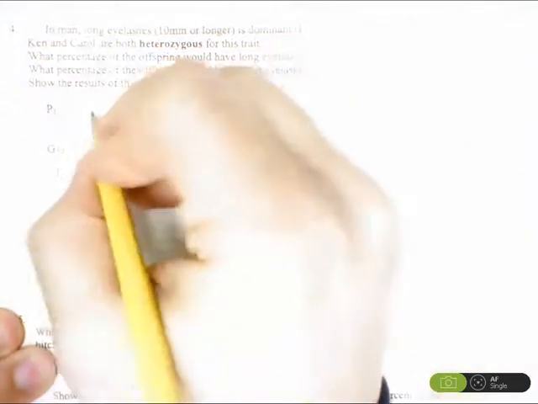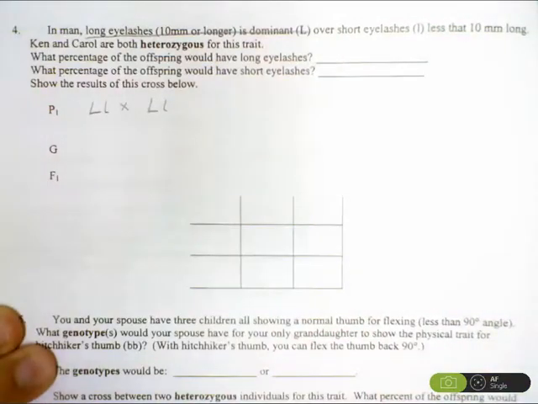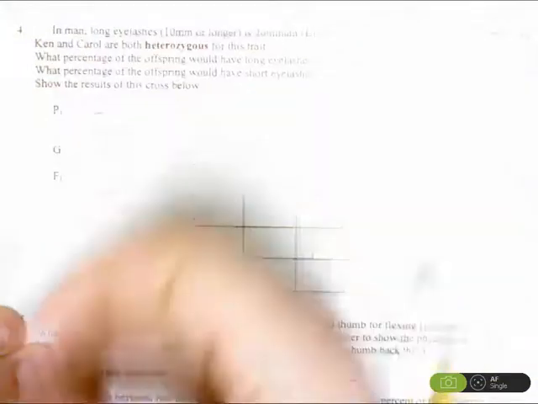We also need to figure out what percentage of the offspring would have short eyelashes. And we want to show our results in our Punnett square. So the P1 generation, the parents, what are their genotypes? It says that they are heterozygous, meaning that they should have big L, little l from one parent, big L, little l from the other parent. The possibility of gametes that we can get.